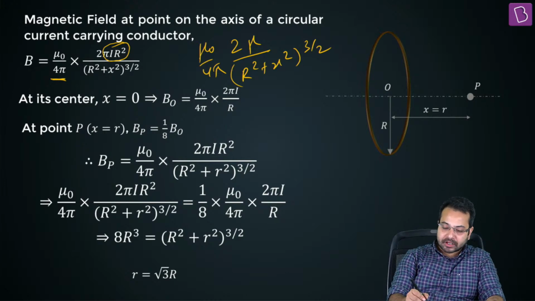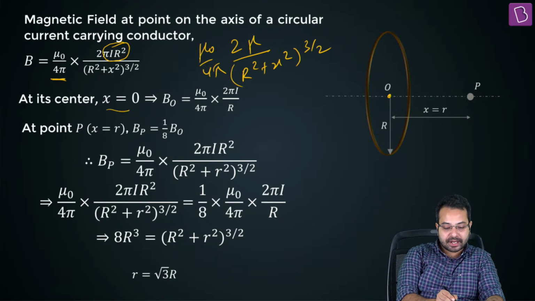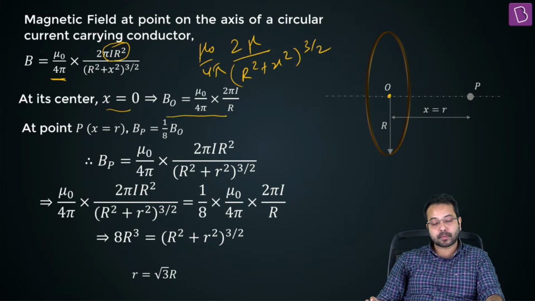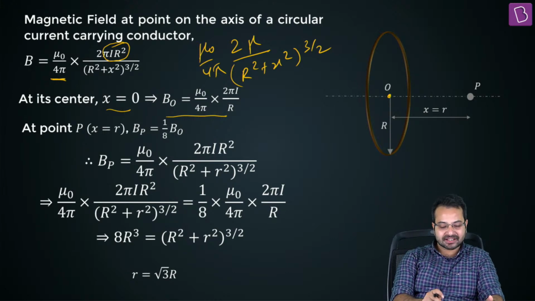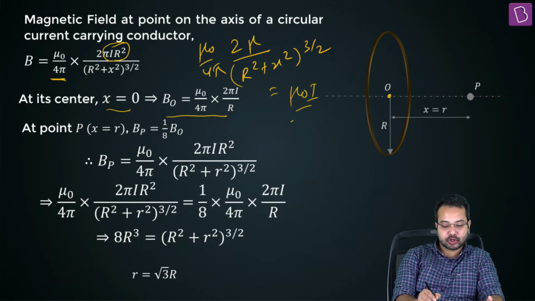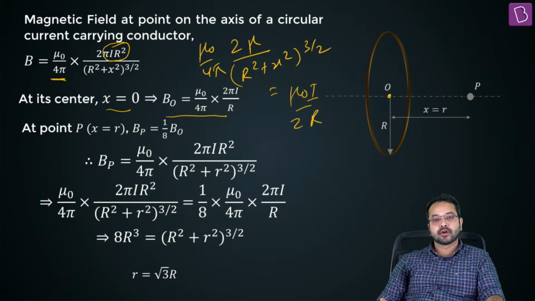Okay, so when we are talking about the center, we are going to substitute x equal to 0. So we are going to get B naught is equal to mu naught upon 4 pi into 2 pi r square I divided by r cubed. Okay, and this is a well-known result. This is basically mu naught I upon 2r. This is a well-known result.